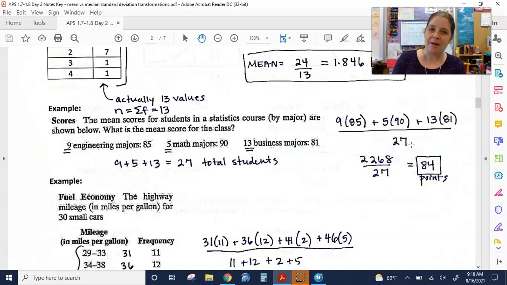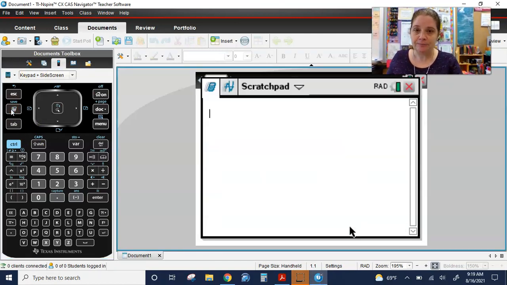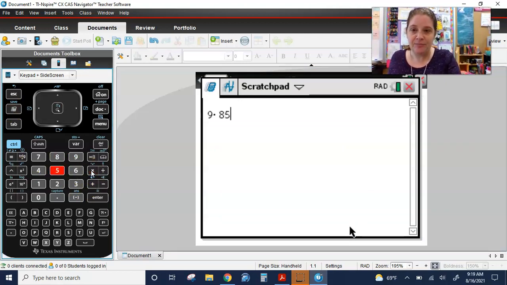After you've done this, you want to stop and ask yourself, does this make sense? I see 85s and 90s and 81s. Is 81 a reasonable average for this? And the reason why I say that is because people do have a tendency to do something like this. So they'll take their calculator and they'll type in 9 times 85 plus 5 times 90 plus 13 times 81.